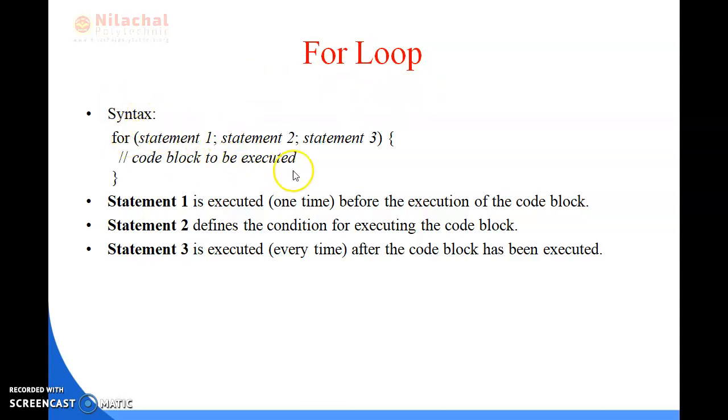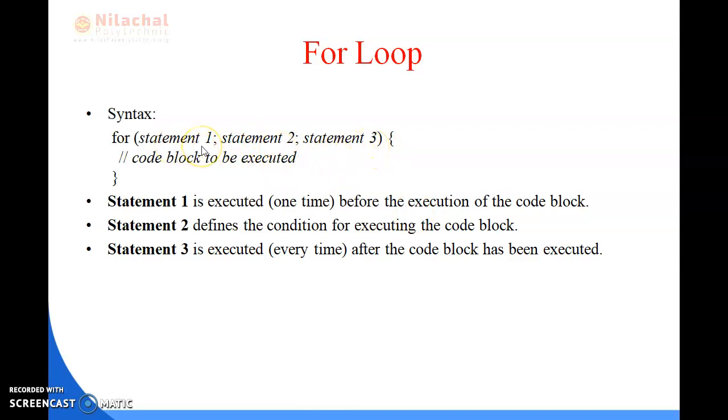This is the syntax for the for loop. For statement 1, statement 2 and statement 3, the code is executed if these statements are followed. First, statement 1 is executed one time before the execution of the block. This is the block, and before the execution of the code block, statement 1 is executed. Statement 2 defines the condition for executing the code block, and this is checked every time.